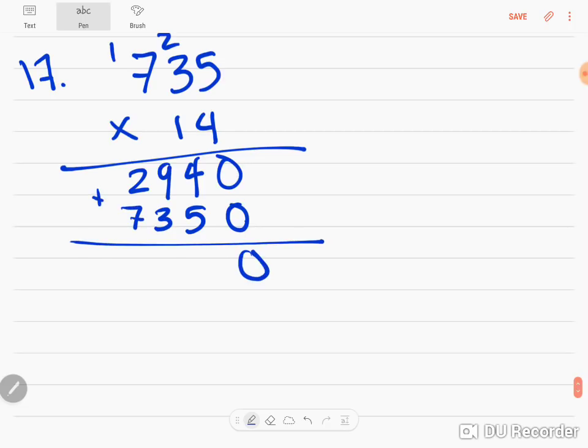0 plus 0 is 0. 4 plus 5 is 9. 3 plus 9 is 12, 2. And 7 plus 2 is 9, plus 1 is 10. Our answer is 10,290. All right, number 18. I'm going to write it right here. 18.